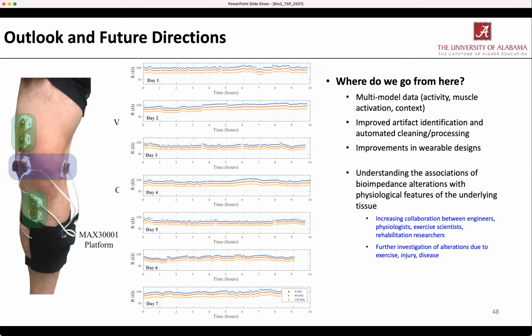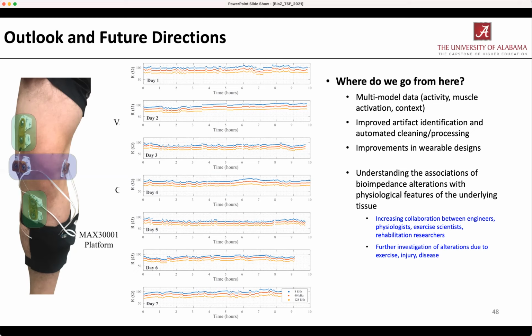And I think it's going to be very important to understand that context to get insight for what's actually going on. We need to improve this artifact identification and cleaning and processing. We've shown some first steps that our group has done, and we're working to improve that so we can really be confident in the data we are analyzing to look for changes and say what is truly representative of the tissue. And I say that for free living conditions with wearables, because we don't have that same challenge in the clinic or research lab where we can just get a new measurement after we correct those conditions. And then we see improvements for wearable designs.